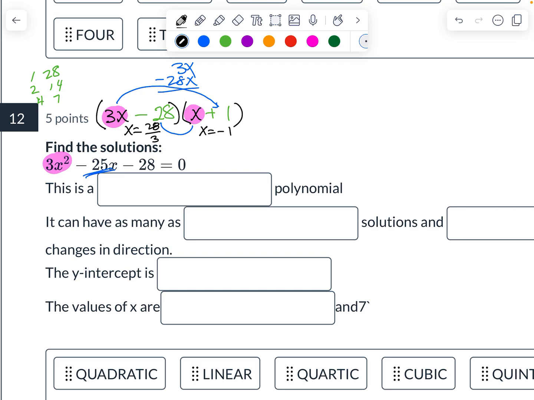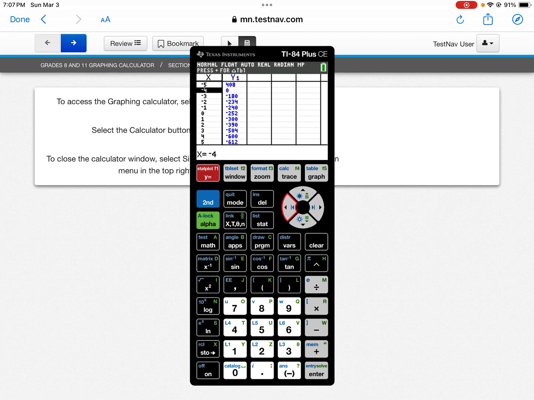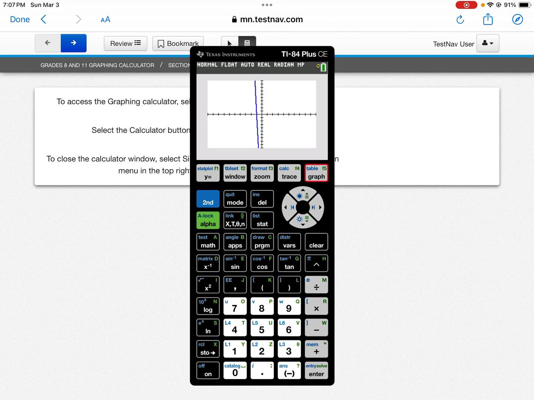Now, chances are you don't want to do it that way, and I completely understand. So what you would probably do is grab your calculator. You go to y equals, clear what's there, and type in the question. We are doing 3x squared minus 25x minus 28. You go to graph, and you see it hits once real pretty at negative 1, and then not so pretty between 9 and 10.